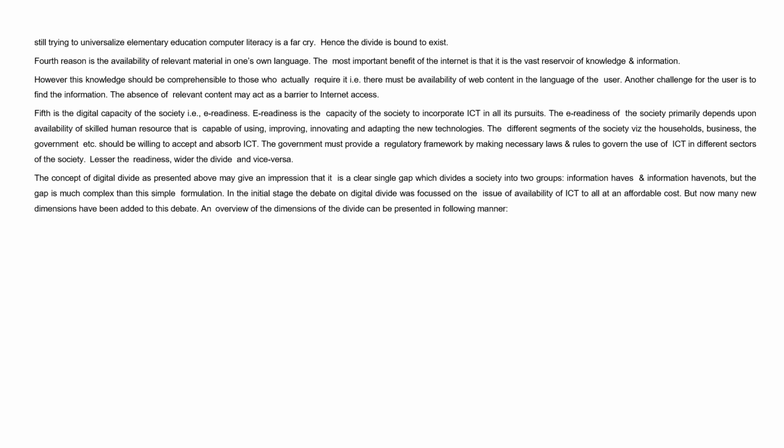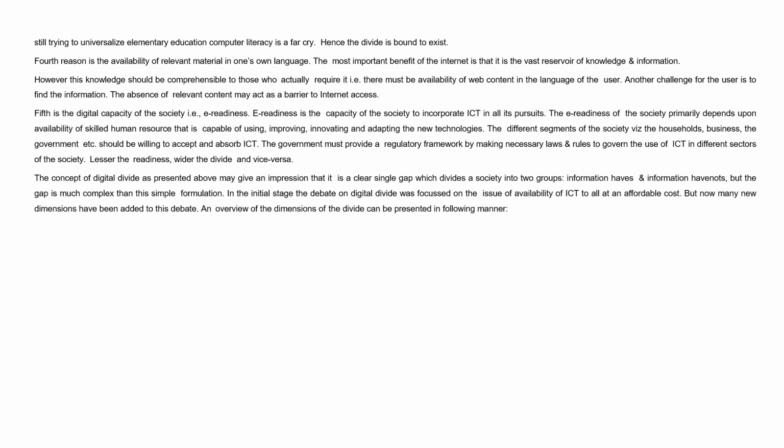E-readiness of the society primarily depends upon the availability of skilled human resource that is capable of using, improvising, innovating and adapting the new technologies. Different segments of society, vis-a-vis the households, business, the government, etc., should be willing to accept and absorb ICT. The government must provide a regulatory framework by making necessary laws and rules to govern the use of ICT in different sectors of society. Lesser the readiness, wider the divide, and vice versa.